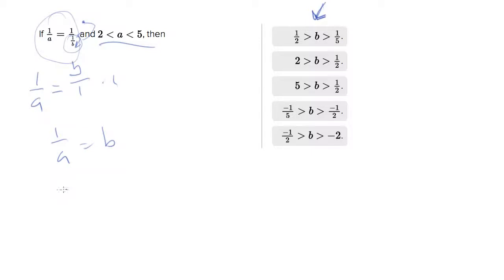So we want to flip these. You want to say 1 over B equals A. Right? This is the same as multiplying by A on both sides and dividing by B on both sides. So now that we've got a substitution for A, let's plug that in. I'm going to take this value for A and substitute it in here, and we will then be able to solve to get our answer choice. So we end up with 2 is less than 1 over B, which is less than 5.